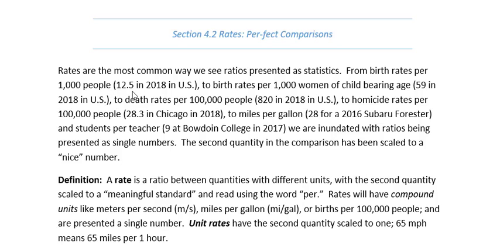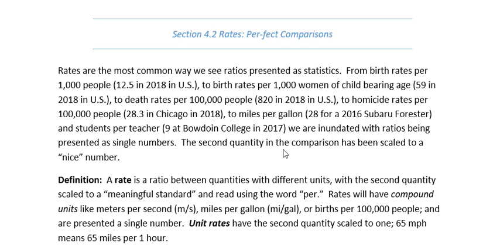So you'd expect it to be higher because you're taking out old people and young people, which was 59 in 2018. And then you get all these different rates here. 820 deaths per 100,000 people in the United States, 2018, etc. Anyway, we're inundated with these rates, and they're often presented as a single number.